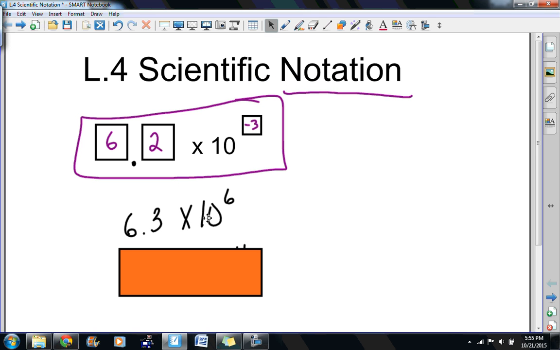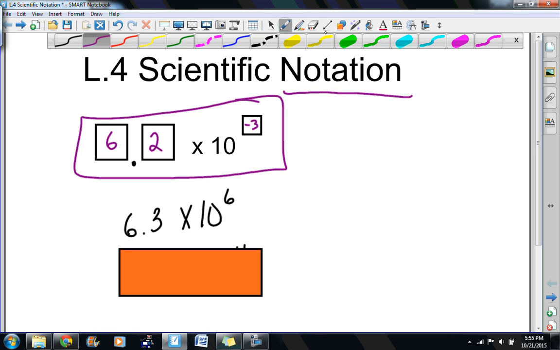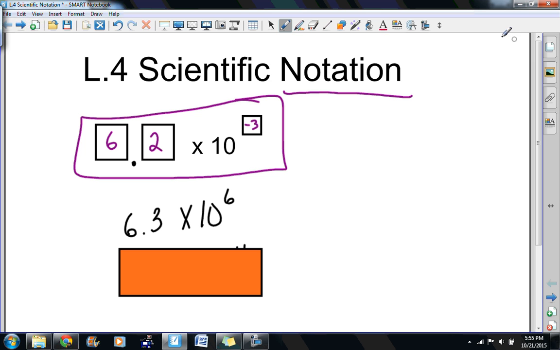6.3 times 10 to the 6. Well, this is pretty close to what we just did, but it's not exactly the same. If we look at this term right here, what that literally means is 6.3 times 100,000, because 10 to the 6th power is equal to 1,000,000. So in this problem, we know that you would then multiply times 1,000,000.